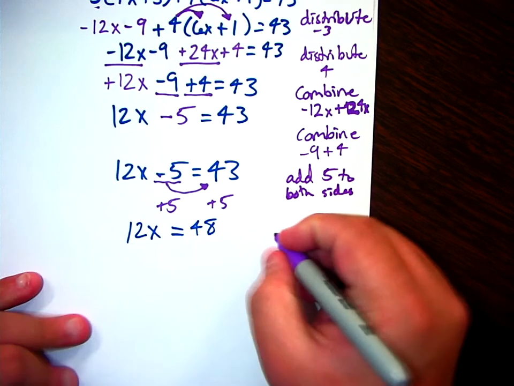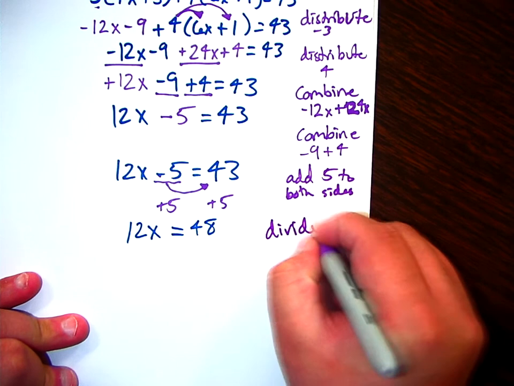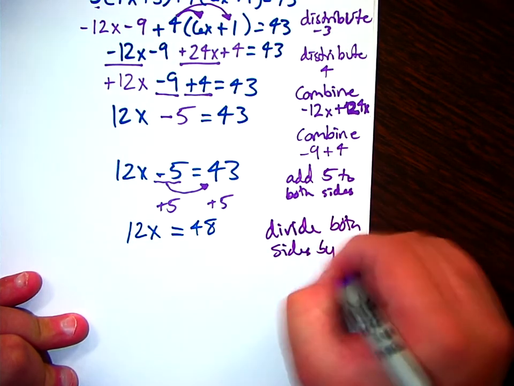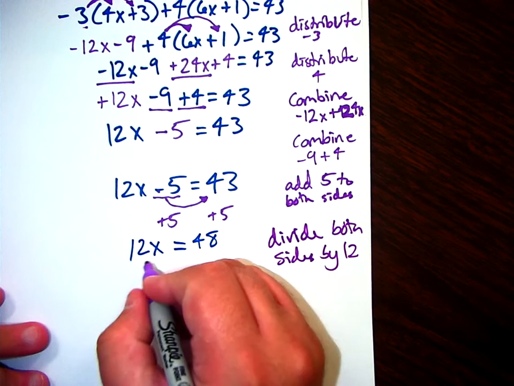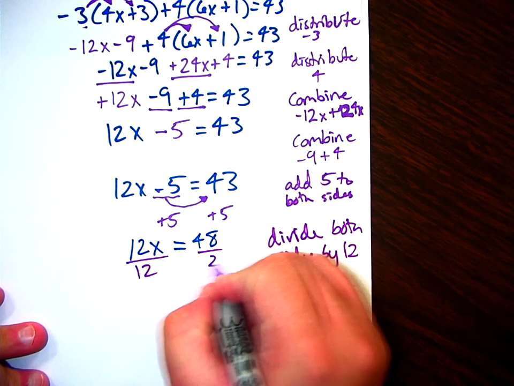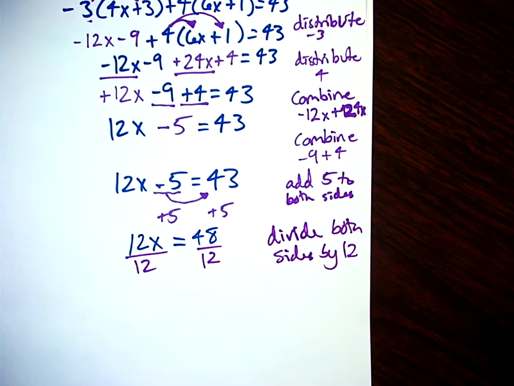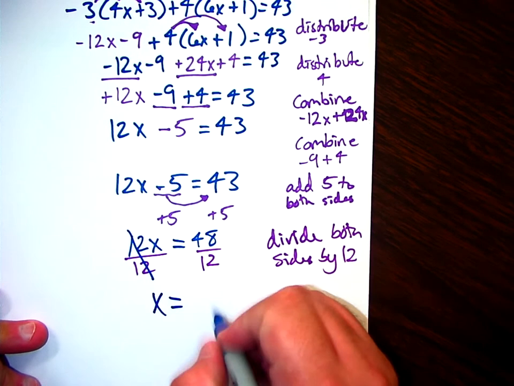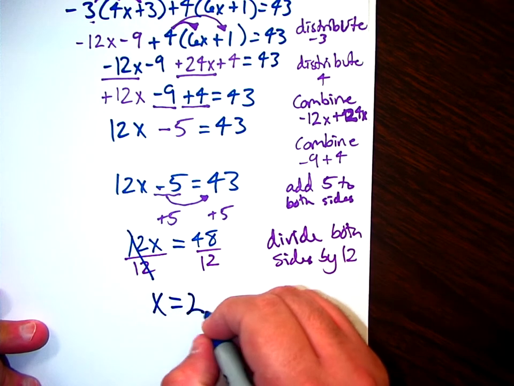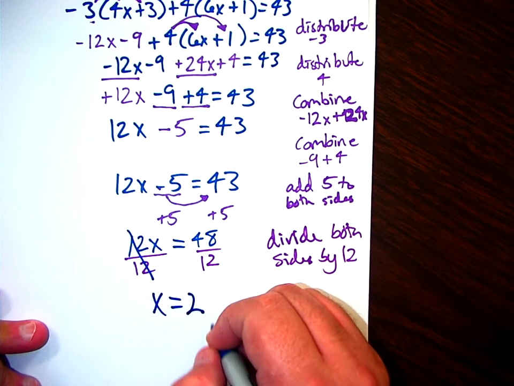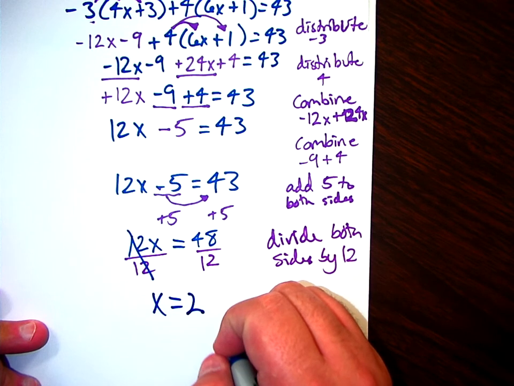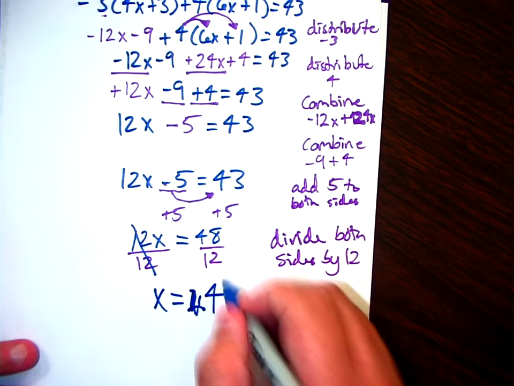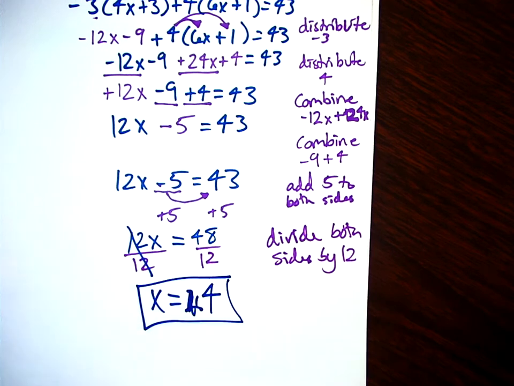We're going to do the opposite. We're going to divide both sides by 12. And that's going to give us, because these 12s cancel, x equals 4. Sorry, x equals 4. Brain fart.